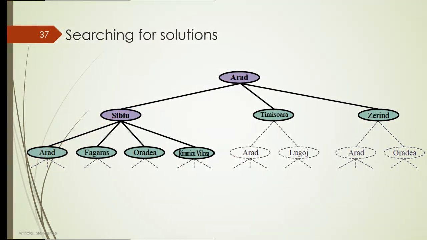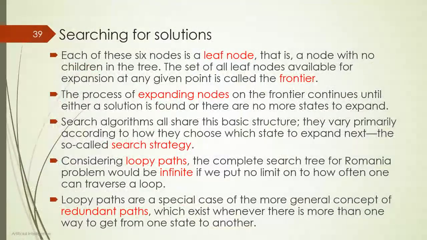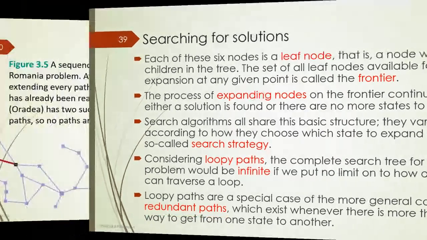That's a fail. So we have to consider these kinds of situations, which we call loopy paths, and they give us infinite actions that never get anywhere. This can cause failure in my search, and we have to find a way to stop that, to not fall into those kinds of difficulties. Loopy paths are a special case of the more general concept of redundant paths, so paths which are useless, and we have to consider those in our search strategy next.